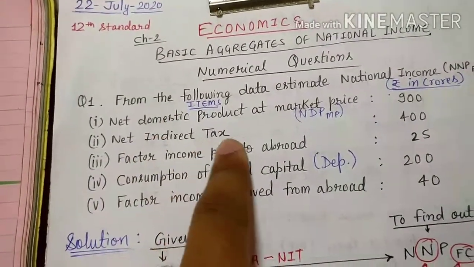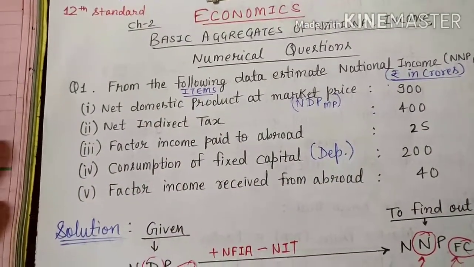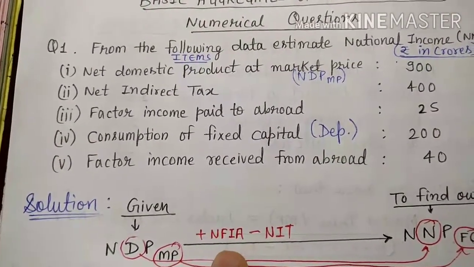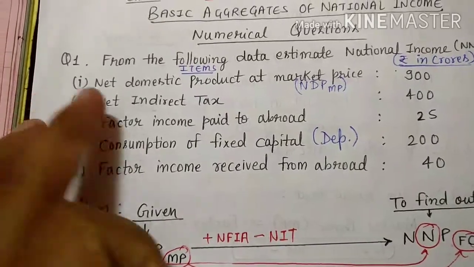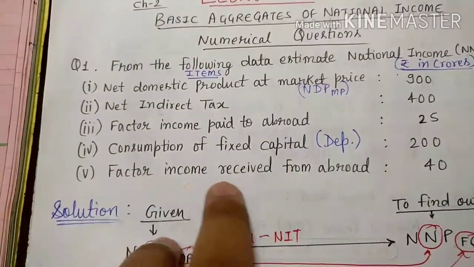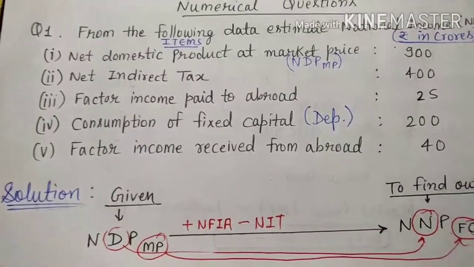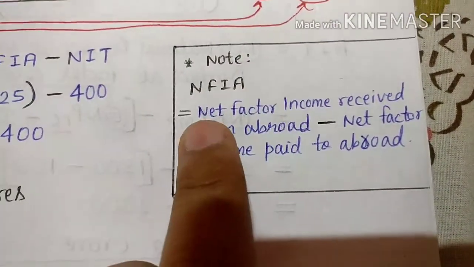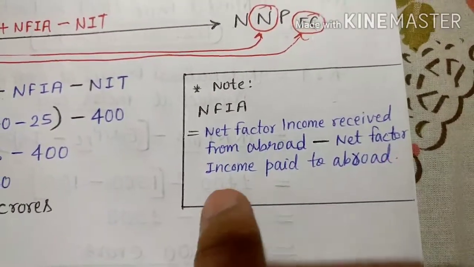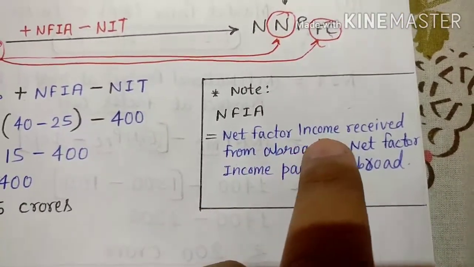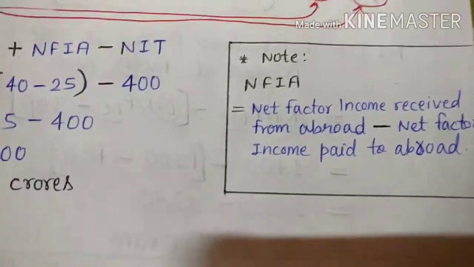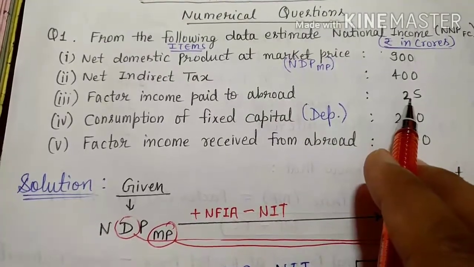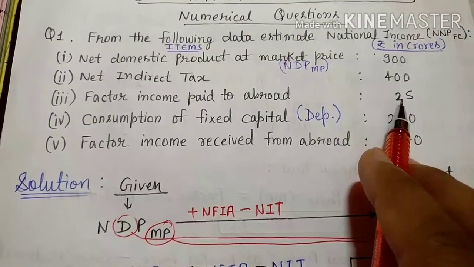Now we have to check what is given to us. Net indirect tax is already given directly, so we don't need to find out anything here. But we have to find out NFIA, net factor income from abroad. And what is given to us? Factor income paid to abroad and factor income received from abroad. Now there is one more formula for this. In order to find net factor income from abroad, we need to subtract factor income paid to abroad from factor income received from abroad. So how much have we received from abroad? 40. From that we will subtract what? 25. So we will get our NFIA.